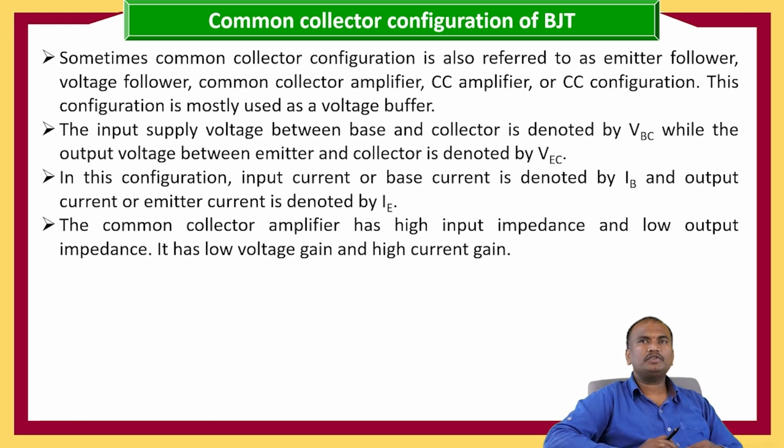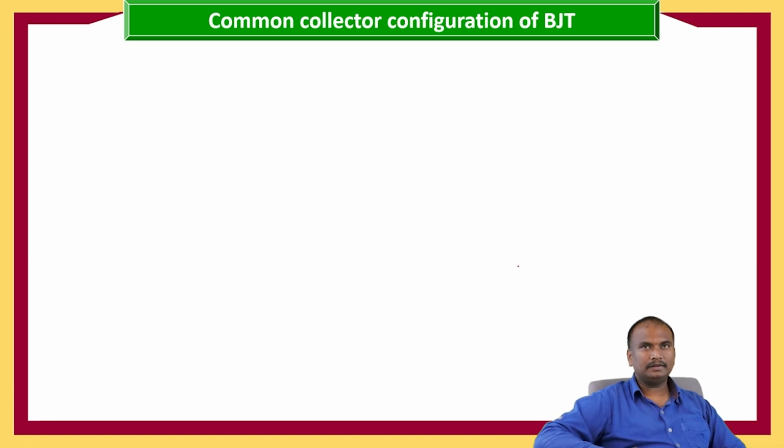Here the input voltage between the base and collector is denoted with VBC and the output voltage between the collector and emitter is taken as VEC. Here IB and IE are the base current and emitter current, and this amplifier has high input impedance and low output impedance, and it has low voltage gain and high current gain.